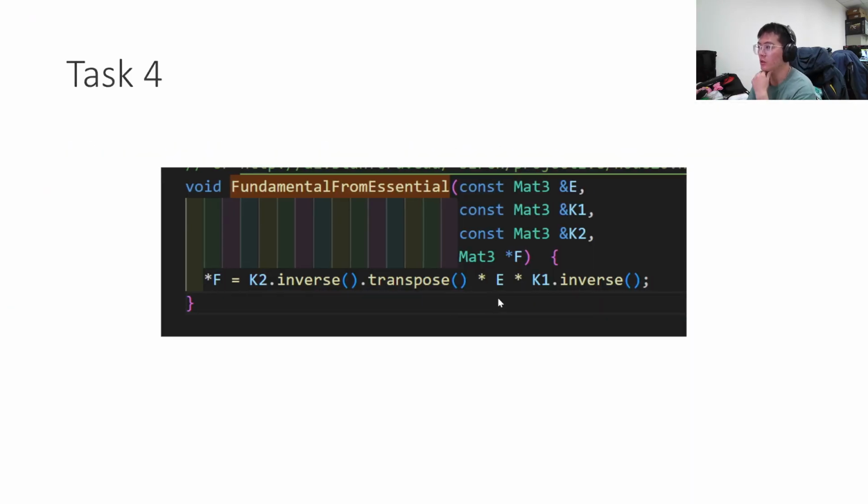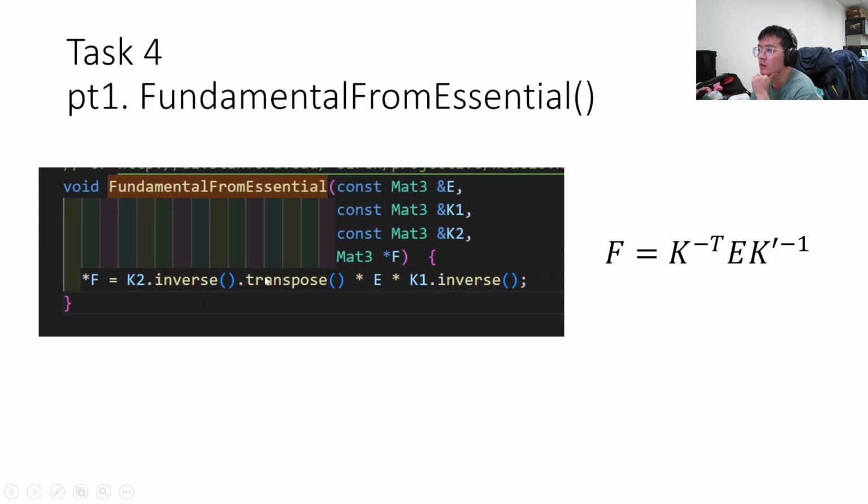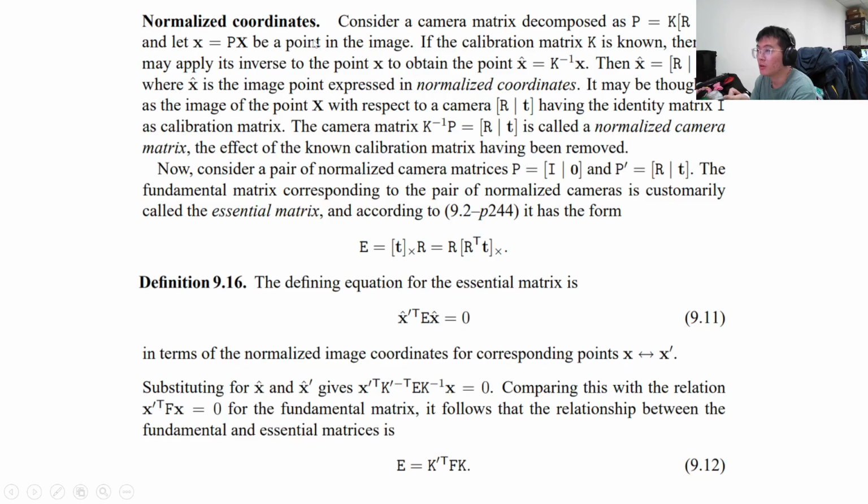Now let's look at the first function. It's basically using the formula for calculating the fundamental matrix from the essential matrix, which is F equal to K inverse transpose E K inverse, with K dash inverse for the second camera. Now how did we get that? This is from the book which was mentioned to be referred to.